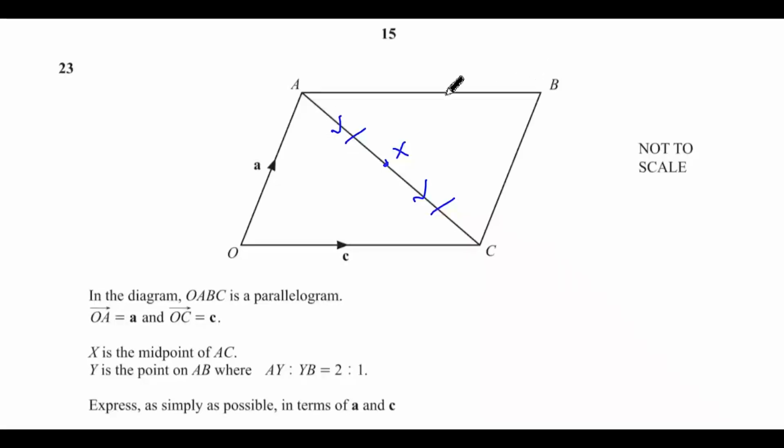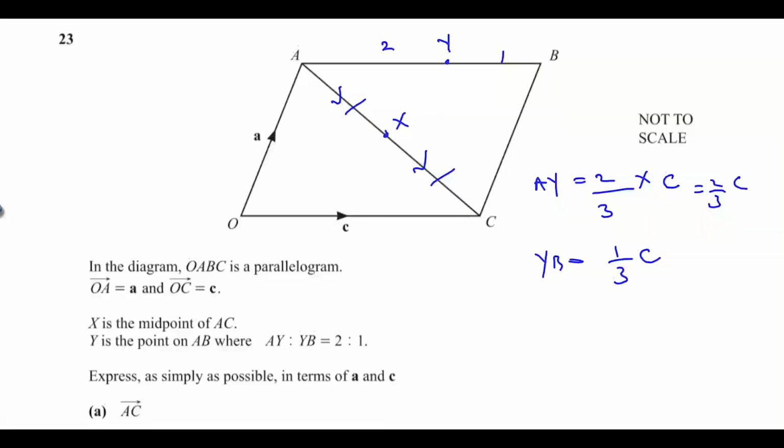So this is AB. That means we're going to have something like this, 2 to 1, so the total ratio here is 3. Let's put point Y here. So AY will be equal to the ratio of AY, 2 over the total ratio 3, multiplied by length AB. Length AB is the same as length OC, which is C. So it's equal to 2 over 3 C. Similarly, YB will be 1 over 3 C.